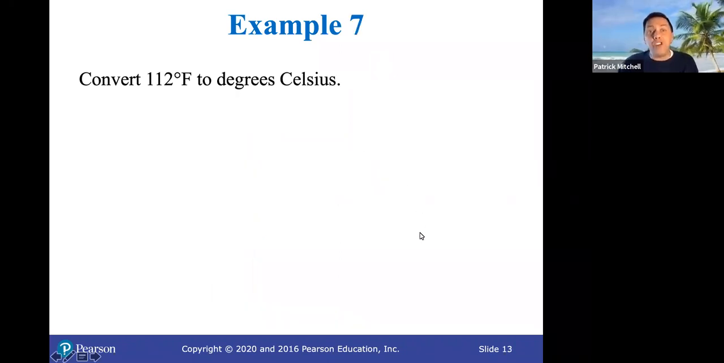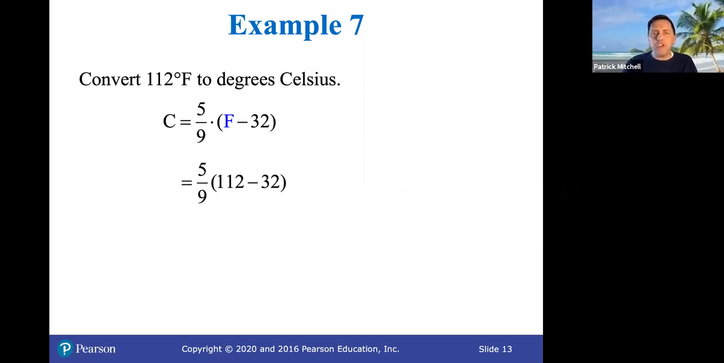Next, to convert 112 degrees Fahrenheit to degrees Celsius, this is about the worst, hottest day we have in the Central Valley of California. It happens about once every 3 or 4 years, maybe the temperature goes up that high. Works the same way. Replace F with 112. 112 minus 32 is 80. And then 5/9 times 80 is approximately 44.4 degrees.